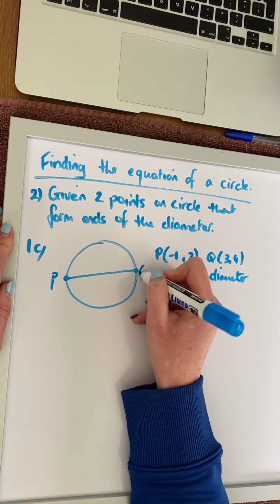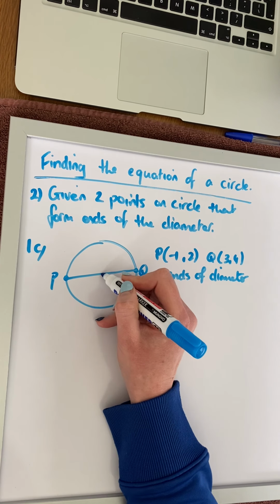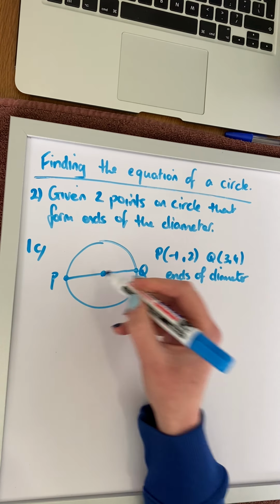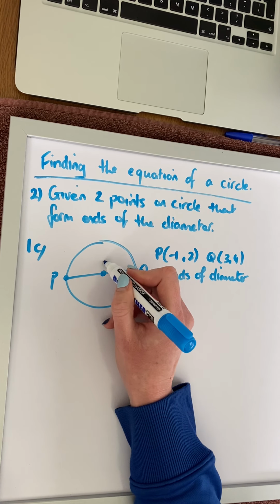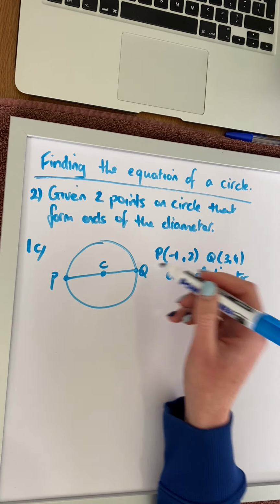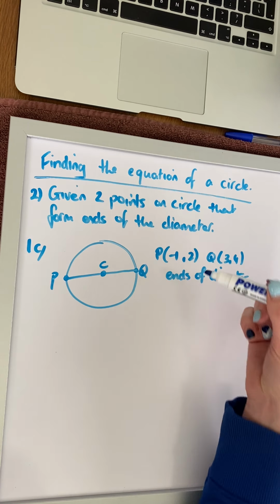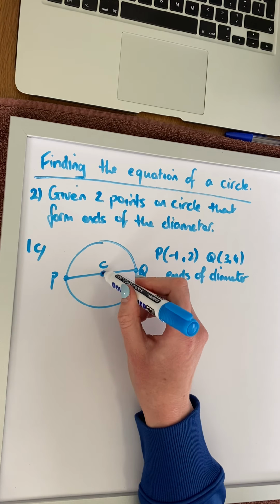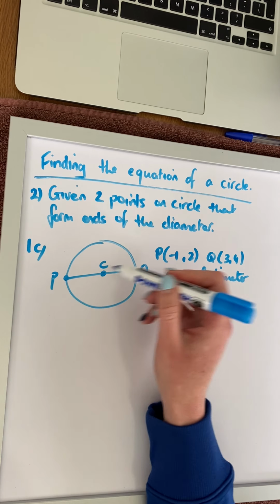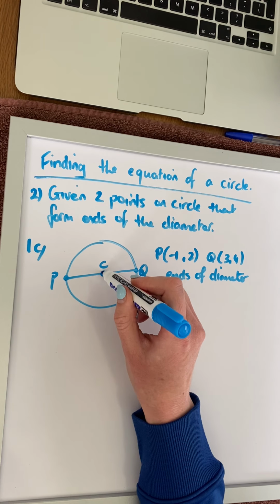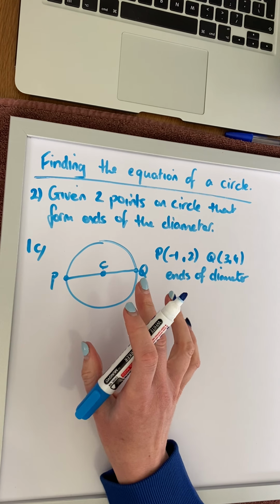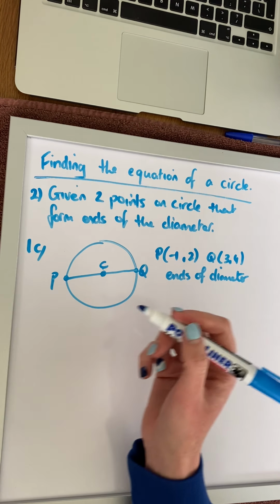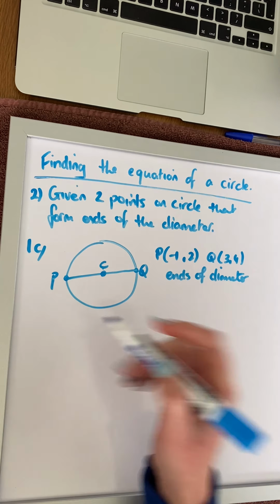So our line PQ goes straight across the middle of the circle. Because it's the diameter, we know that the center lies on that line, and the center of the circle is the midpoint between P and Q. Because it's the diameter, the diameter is twice the radius, and that means that the center is our midpoint. So in order to get the equation of this circle, the first thing we need to do is find the center of the circle. So we find the midpoint of PQ.